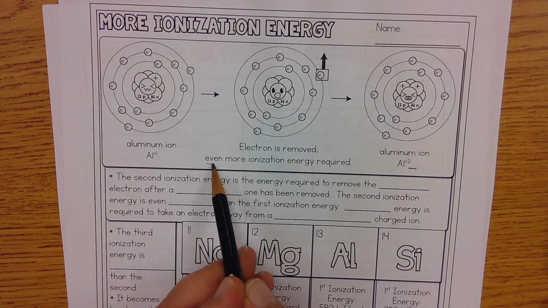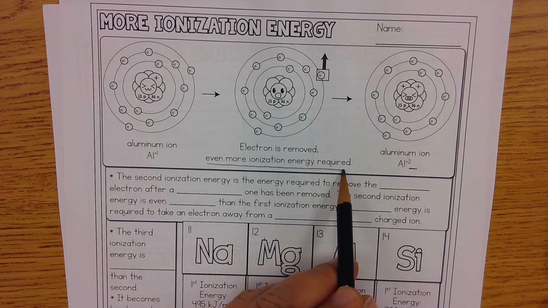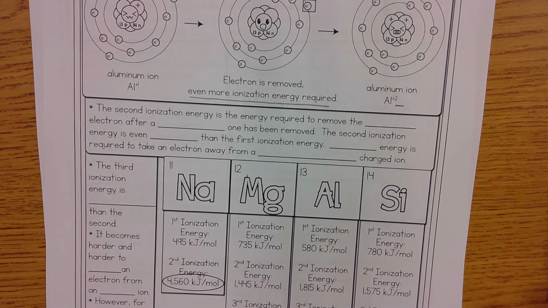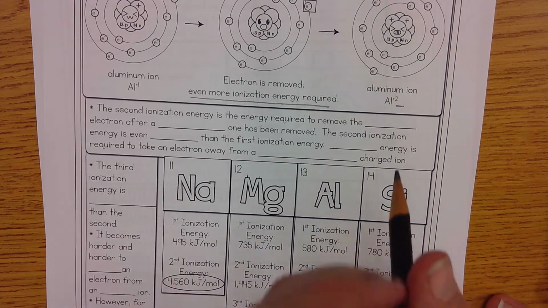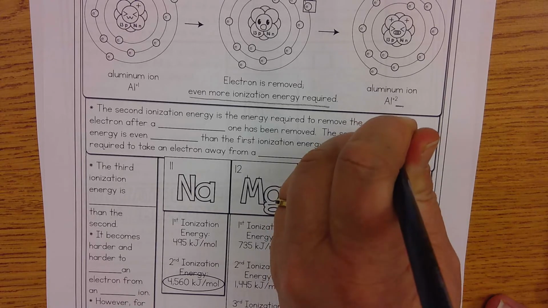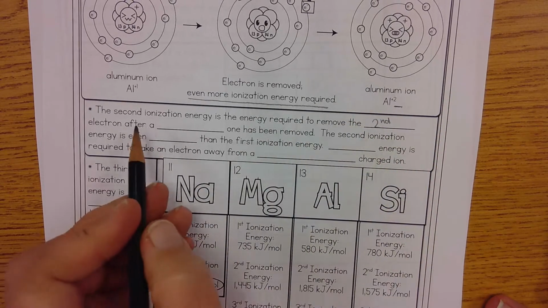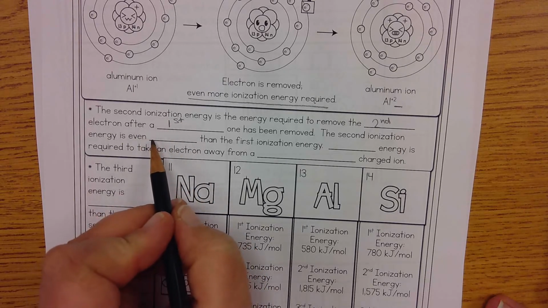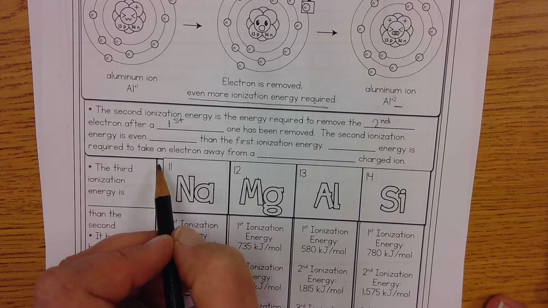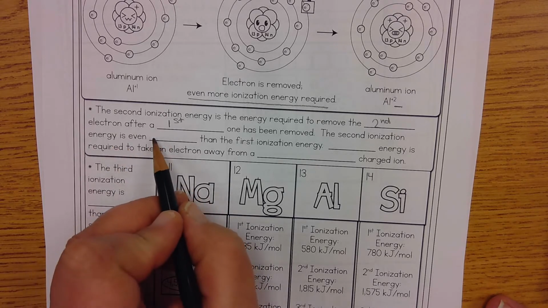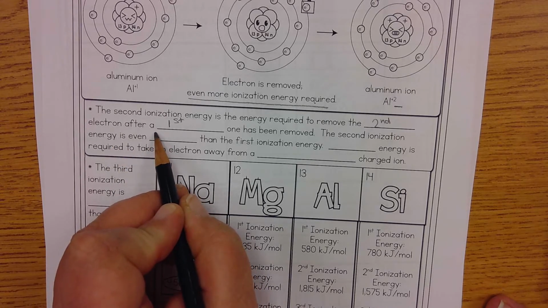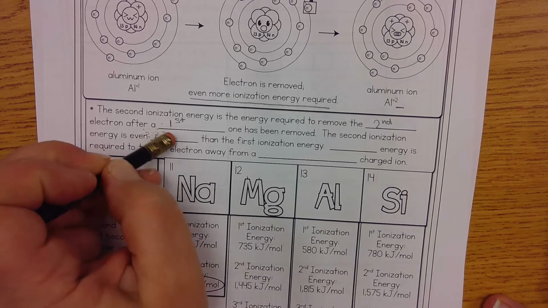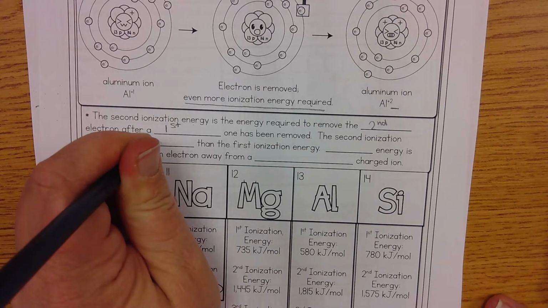Well, what happens is even more energy is required to remove that second electron. It takes a little bit more. So the second ionization energy is the energy required to remove the second electron after a first one has already been removed. So we've already lost one. We're on to losing the second. And the second ionization energy is even higher than the first. It's a number. It's higher.